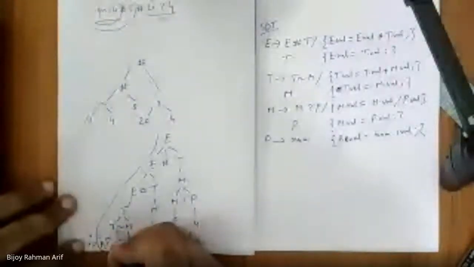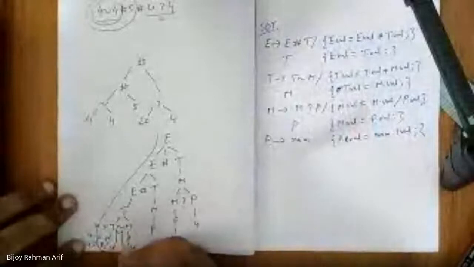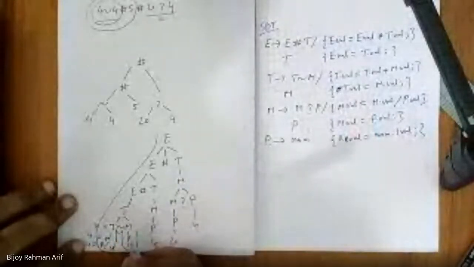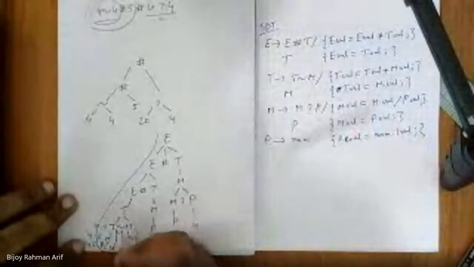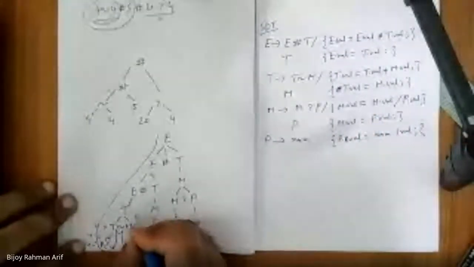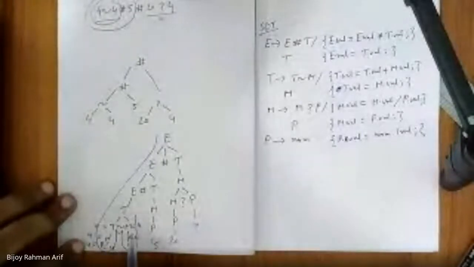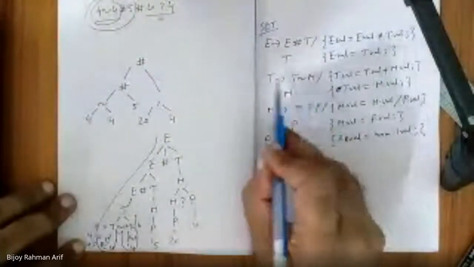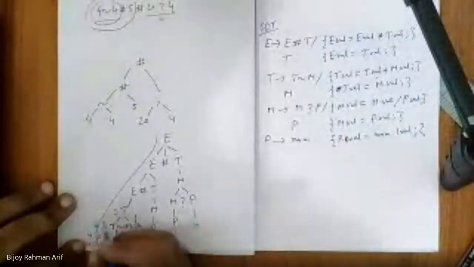Then finally M derives to T. What is the action? T val is nothing but M val. So this T would become 4. Then wiggle, it is not reduction. Then finally 4 reduced to P. So P becomes 4. P reduced to M. So M becomes 4. Finally, this is the reduction. So T wiggle M reduced to T. So what is the action? Plus. So 4 plus 4, it would become 8. Then T derives to E. What is the action? E val equal to T val. So this E would become 8.